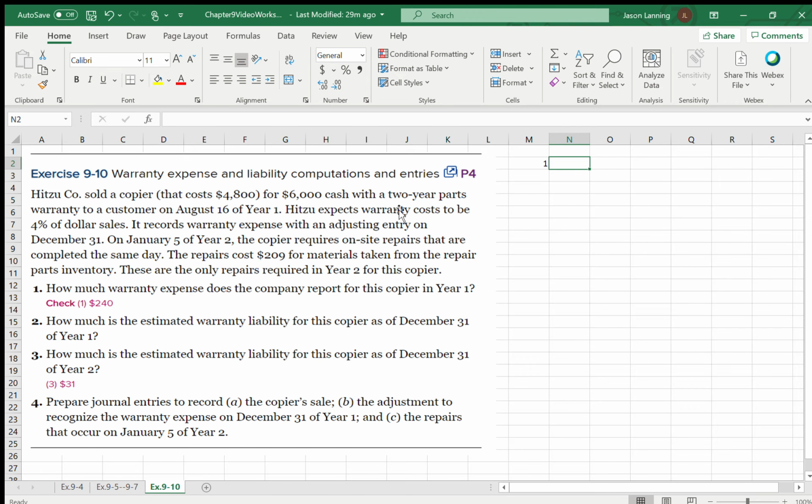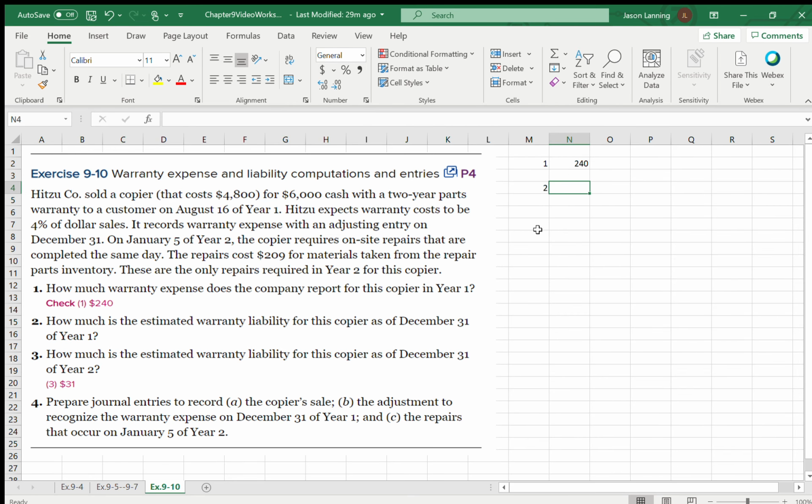Well, it tells us they expect warranty cost to be 4% of dollar sales and record that warranty expense with an adjusting entry on December 31st. So the sale for this copier is $6,000 cash. So $6,000 was the sale amount of the copier, and we multiply that by 4%, and we get $240 is the warranty expense that the company will report in year 1.